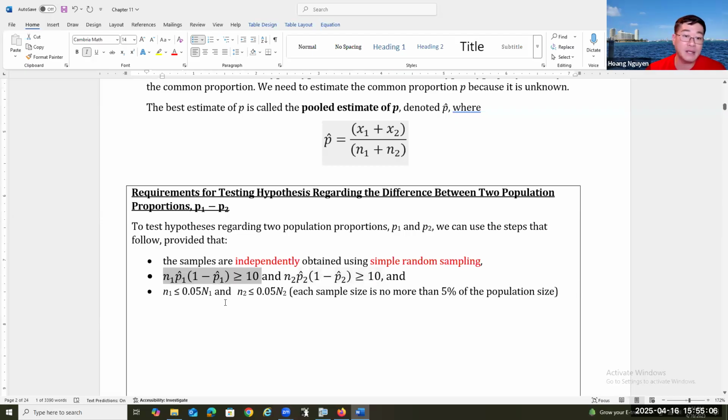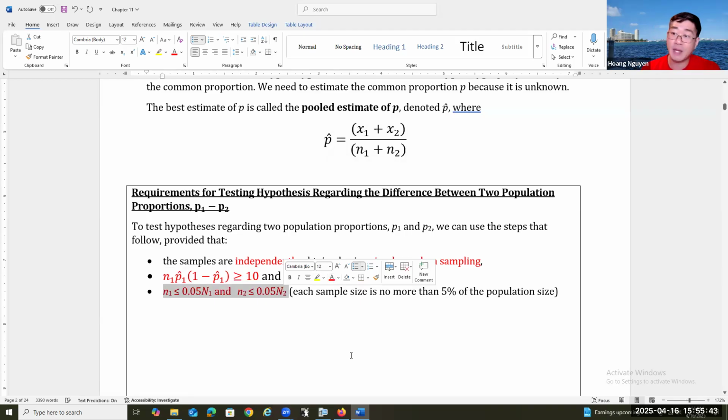Now, the third requirement is that each sample size is no more than 5% of the population. So n1 is less than or equal to 0.05 times uppercase N1, and n2 is less than or equal to 0.05 times uppercase N2. So each sample size is no more than 5% of the entire population. That's going to be the requirements for the hypothesis test to compare 2 population proportions using 2 independent samples. Okay, so those are the 3 requirements.